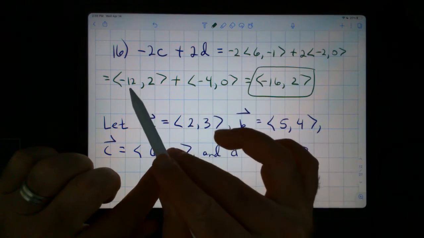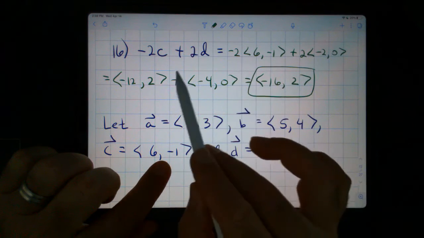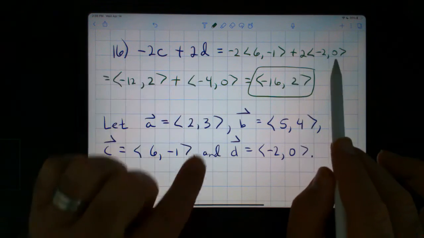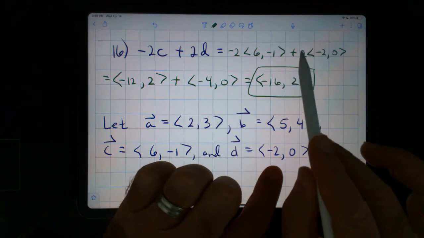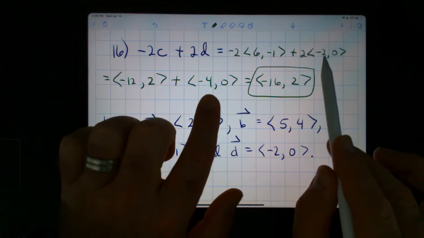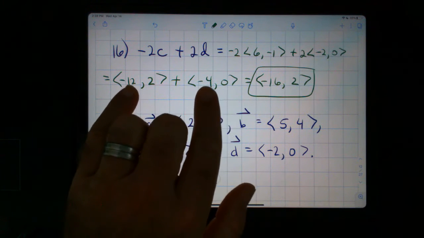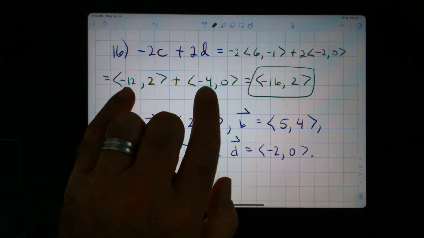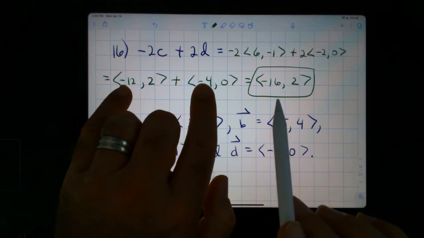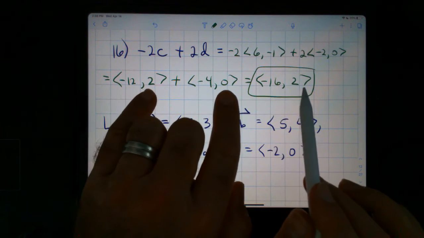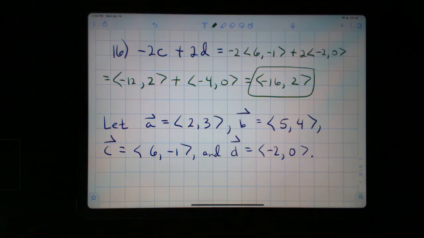Negative 2 times 6 is negative 12. Negative 2 times negative 1 is positive 2. And then this 2 is a scalar times the D vector. Positive 2 times negative 2 is negative 4, comma 0. And then when I add the vectors, negative 12 plus negative 4 is negative 16, and 2 plus 0 is 2.